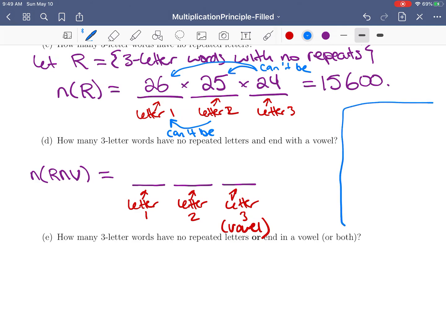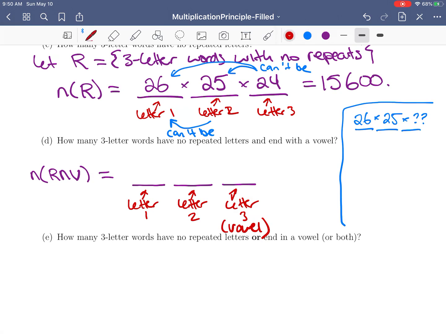What happens if we start, so I mean you might assume this is going to be wrong. So what happens if we start on the left? Okay, so let's say we start on the left, so we have 26 options. Now letter 2, there's going to be 25 options because I can't use repeats. Now what about for letter 3?